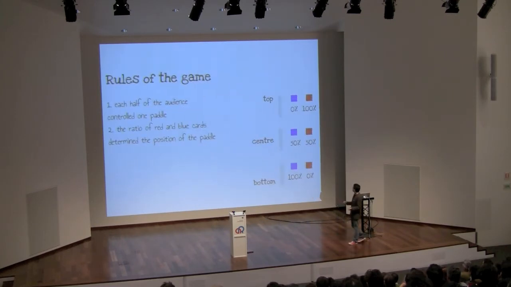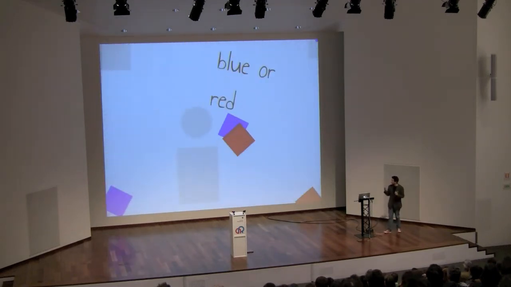So if you wanted to place the pedal on top of the screen, all of you had to be showing the red card. And if you wanted to place the pedal on the bottom, all of you had to be showing the blue card. Now, if you wanted to place the pedal in the middle of the screen, you had to divide yourselves equally between the blue and red cards. So those are the rules of the game.